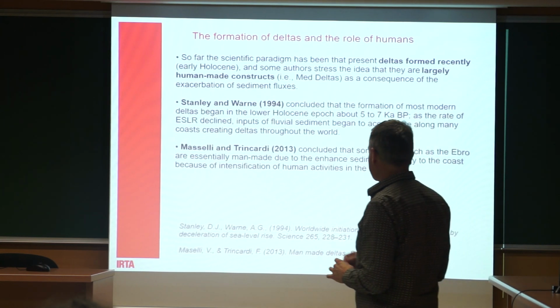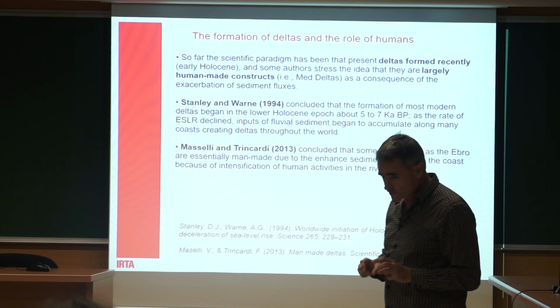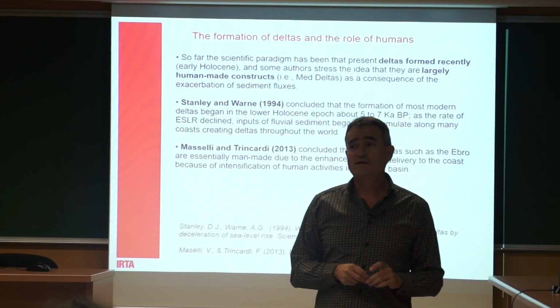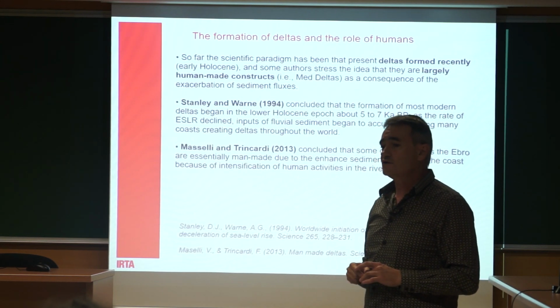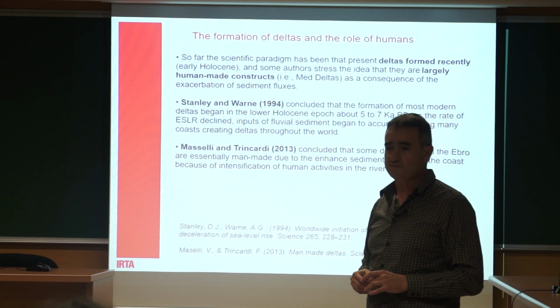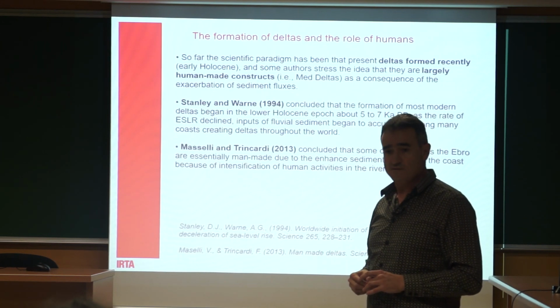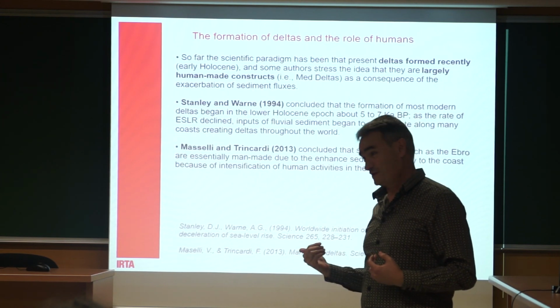Okay? And then this paper from 2013, focusing mostly on Mediterranean deltas, analyzing some data, was stating that actually these deltas and many other deltas could be man-made. This is quite a strong statement, right? So we didn't believe that. I live in the Ebro Delta and I know that it's not man-made, right?